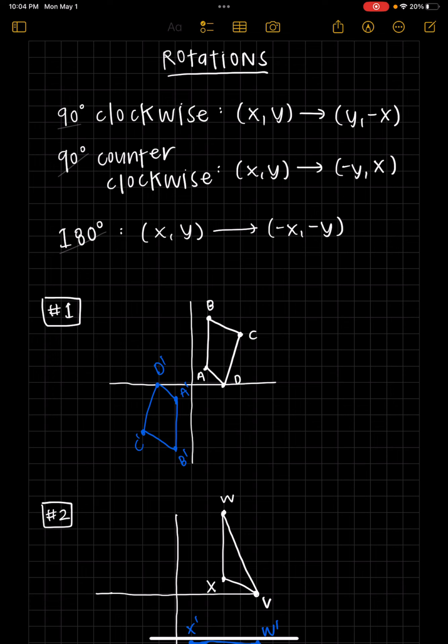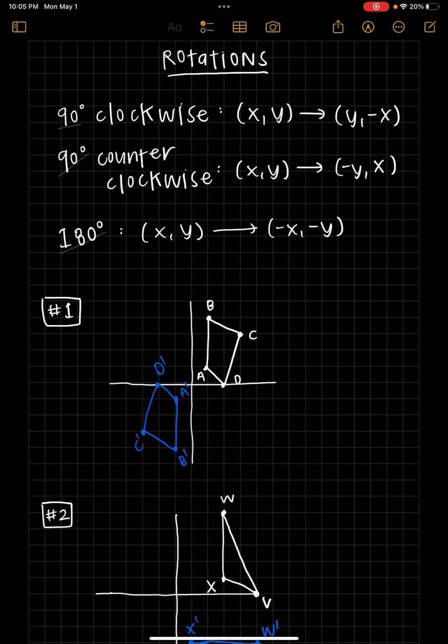So when we go 90 degrees clockwise, our point, which is regularly just (x, y), will change to (y, negative x), which means that what we're going to do is take the point and flip it around so that the x becomes the y and the y becomes the x, but then make that back point negative or change the sign on it.